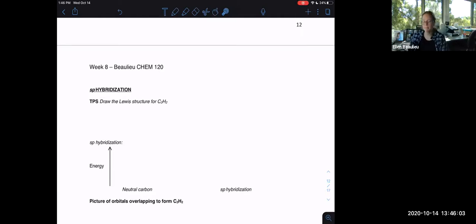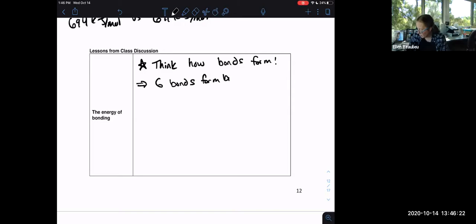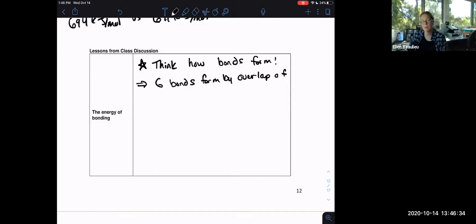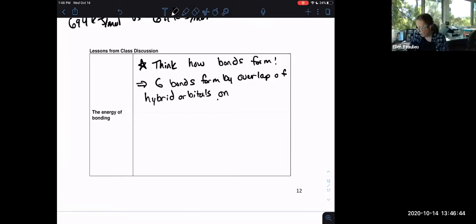Trying to be aware of time. To explain this, I want you to think about how bonds form. Sigma bonds form by the overlap of what? SP2. I want to be more general. Starts with an H. Hybrid. Hybrid orbitals. On the axis of bonding.